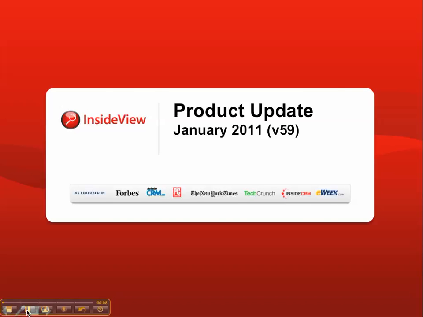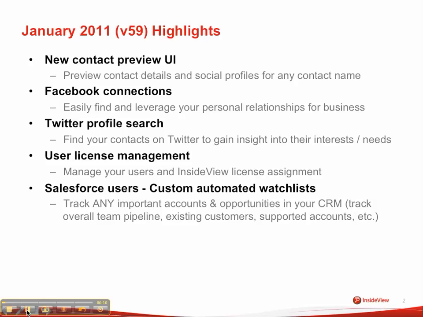This is now the second release of the month. So what's new in V59? Well, some of the highlights include a brand new contact preview UI, Facebook connections, Twitter profile search, user license management, and for Salesforce.com users, custom automated watch lists. So let's take a closer look at each of these.